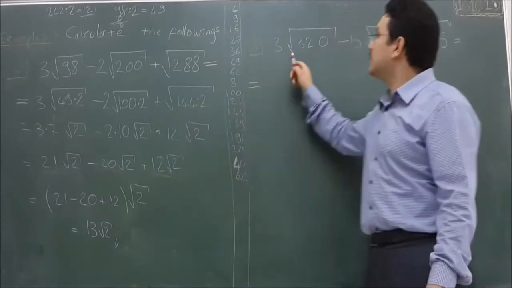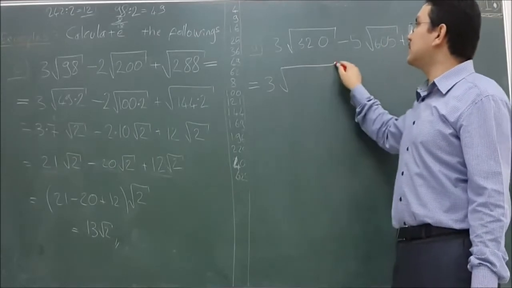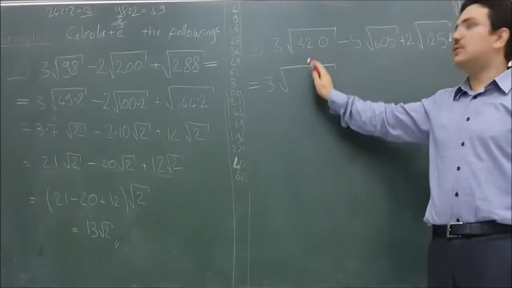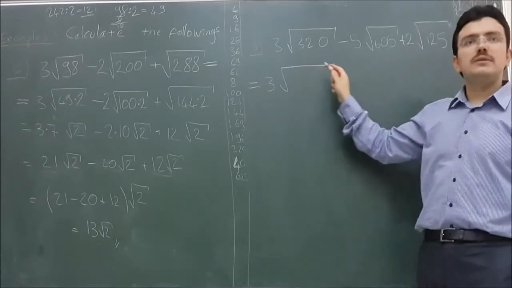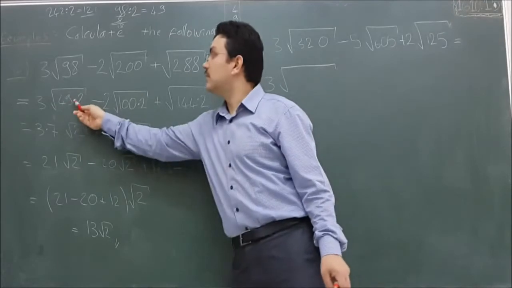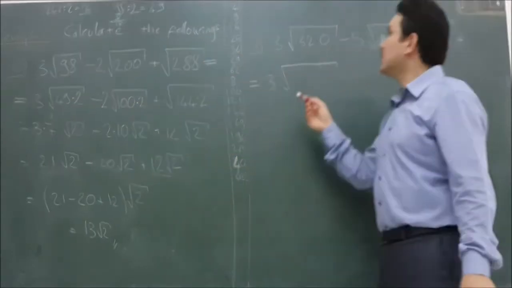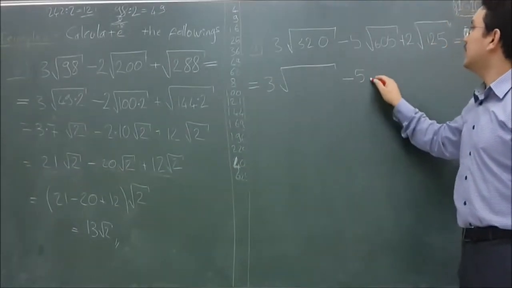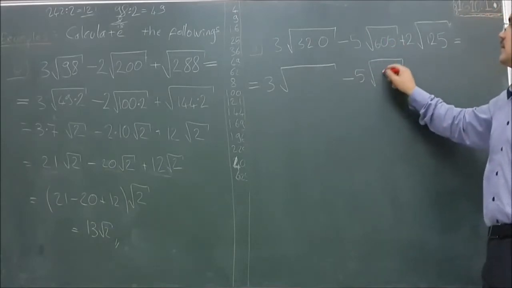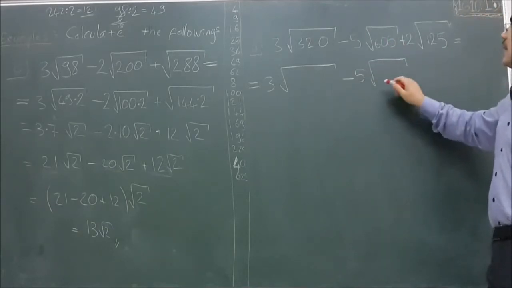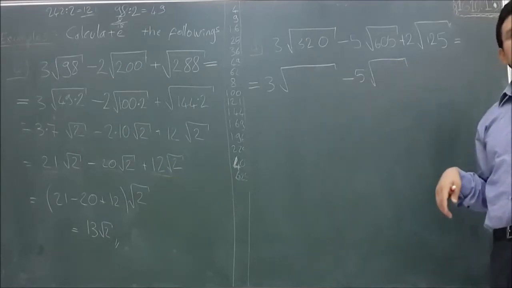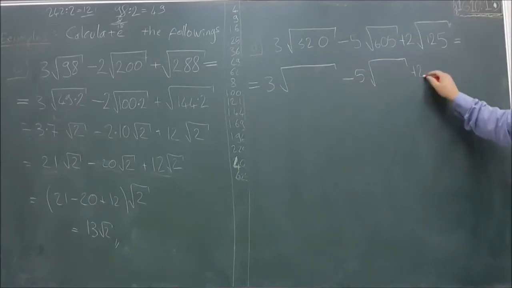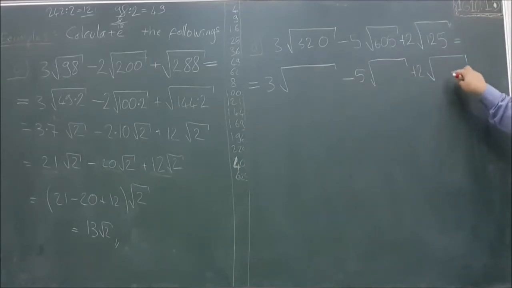For the second time, 3 times square root of, instead of 320, I will write something times another number, a product of two numbers. For 200, okay, we did. So, minus 5, instead of this, I will write this number times another number. I must write 2 numbers here, and a product. Did you understand? So, plus 2, for 125, I must write a number times another number.